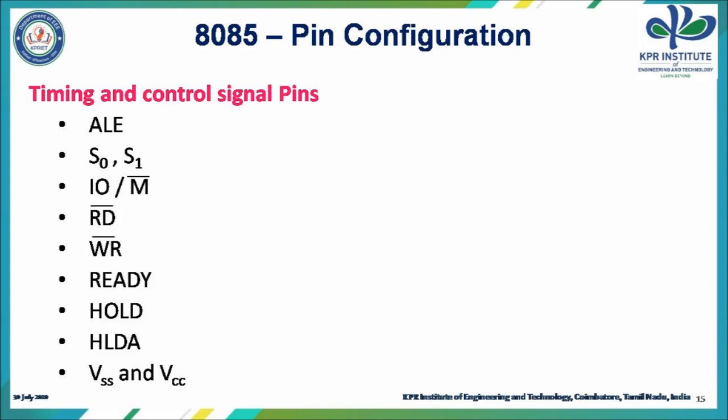Now coming to the timing and control signals. There are many timing and control signals which control the operation of the microprocessor. Some of them are ALE, S0, S1, IO by M bar, read bar, write bar, ready, hold acknowledge, VSS and VCC. Let us see about these pins in detail now.